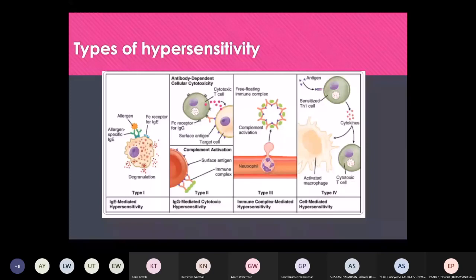And then type 4, such as a granuloma, is a delayed hypersensitivity reaction. So this involves the maturation of T cells becoming sensitized to a particular antigen. And then when that antigen re-enters the body, they reactivate to kill that bacteria.